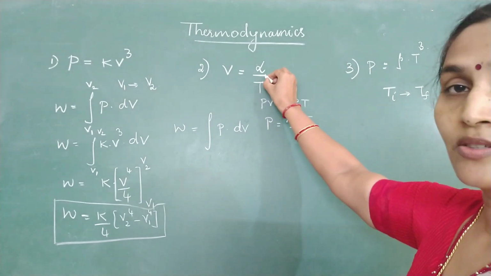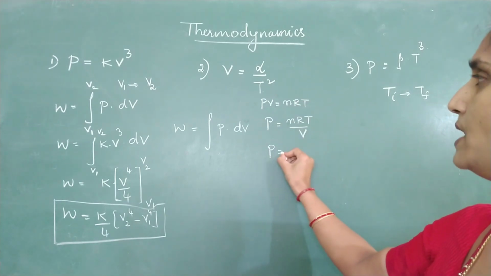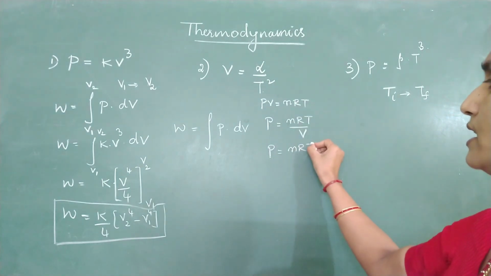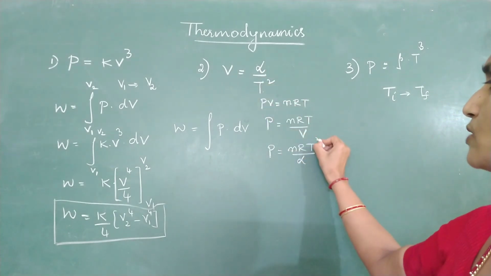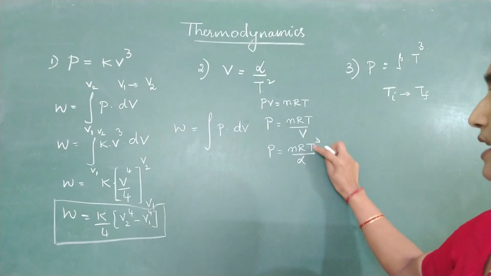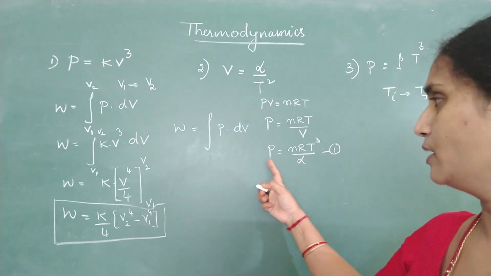But what is V according to the given question? It's alpha by T square. So you get P as nRT by V. In the place of volume, I will write alpha by T square. So this will become nRT cube by alpha. Call this as equation 1. See, did we get the pressure?